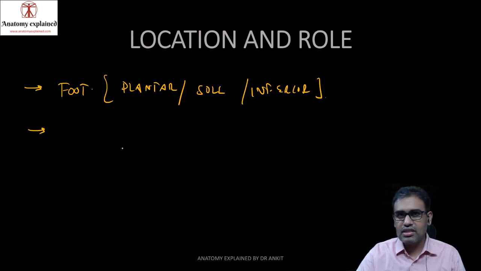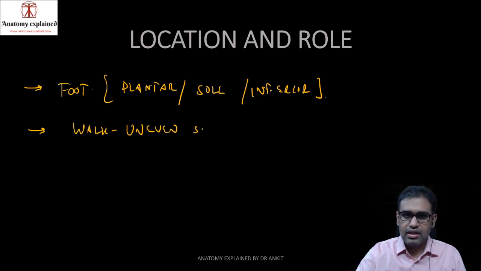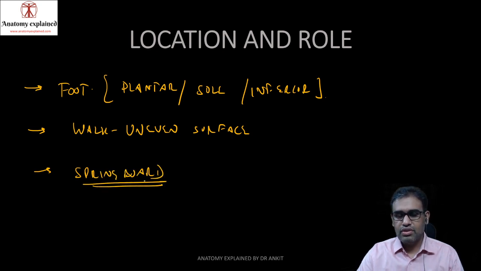The second thing is, what is the role of these arches? The main role of these arches is that they help in walking on uneven surfaces. How? The arch forms a very mobile structure which acts as a springboard during walking. A springboard is a flexible structure which has a spring just below it. So when we walk on an uneven surface, it helps the sole of the foot adjust to that surface. Point number one. Point number two is that when you walk, it gives a push like a springboard. So that is the main role of the arches.